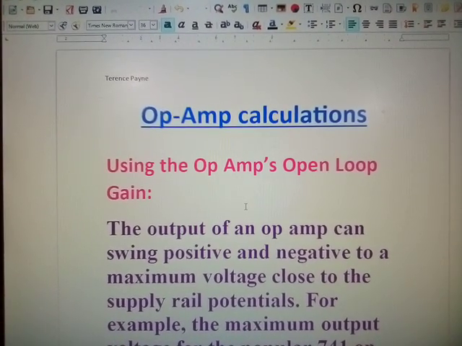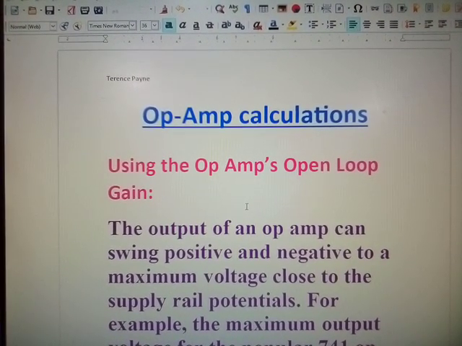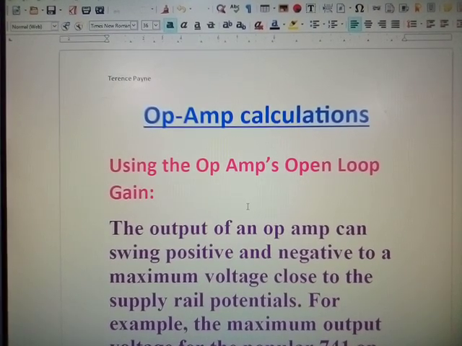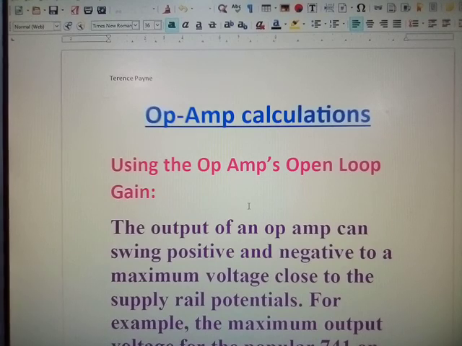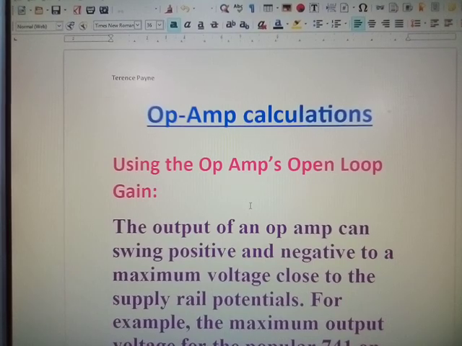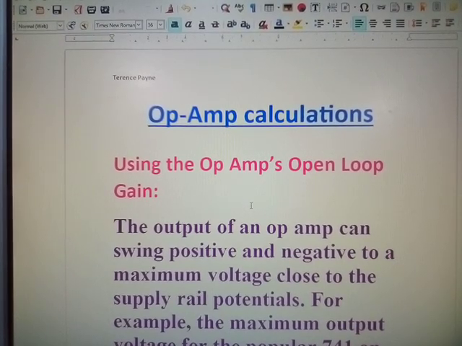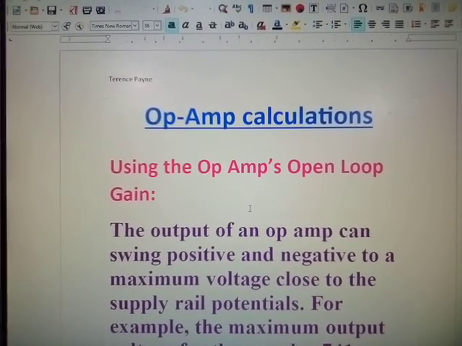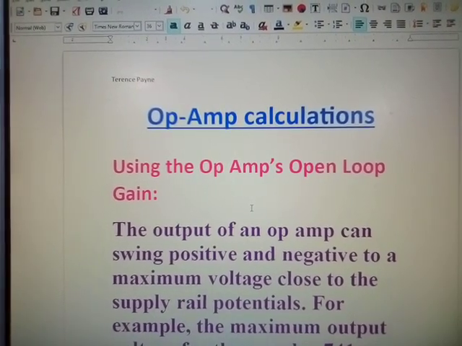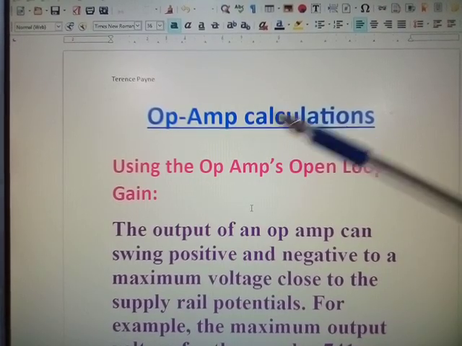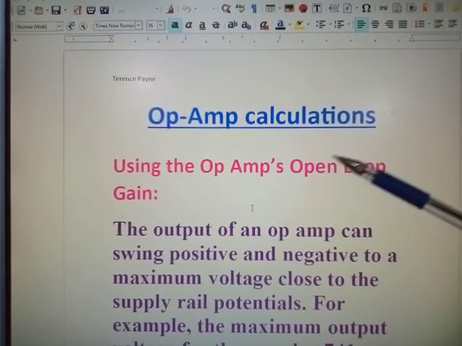What I want to look at today is op-amp calculations. What I'm looking at here is using the op-amp simply as an open loop gain amplifier. Now, the op-amp is a very useful piece of logic gate system, and it can be used for many purposes. So what I want to go for now is op-amp calculations, okay? Using the op-amp's open loop gain.